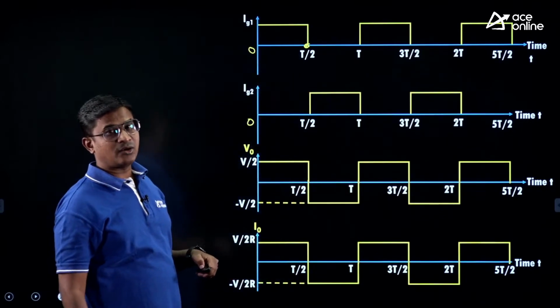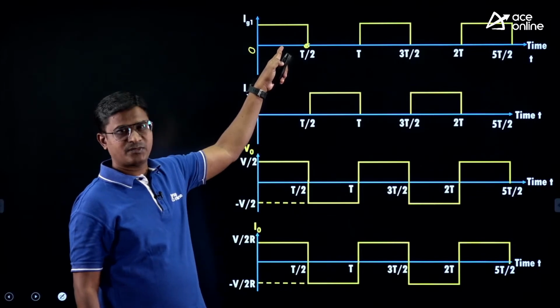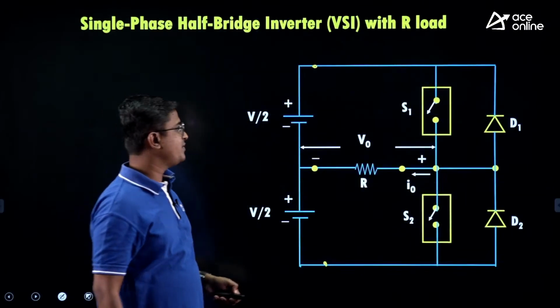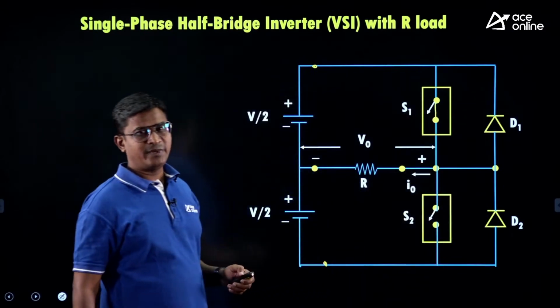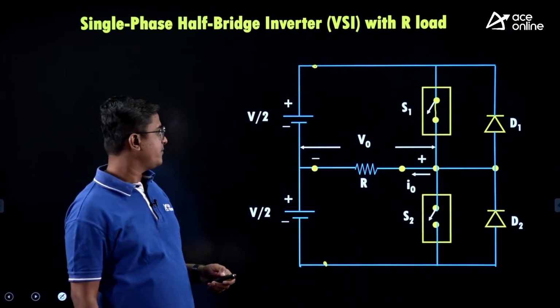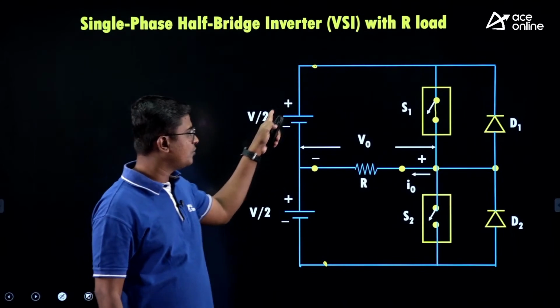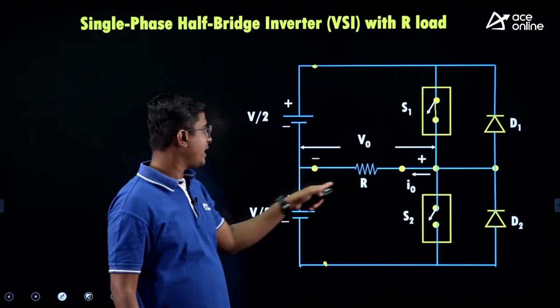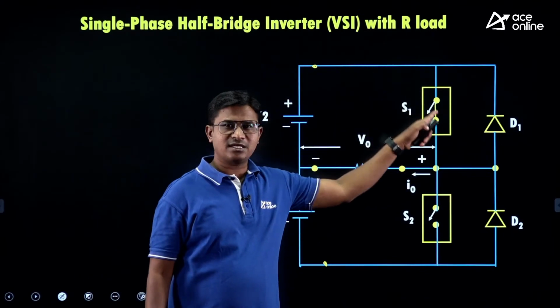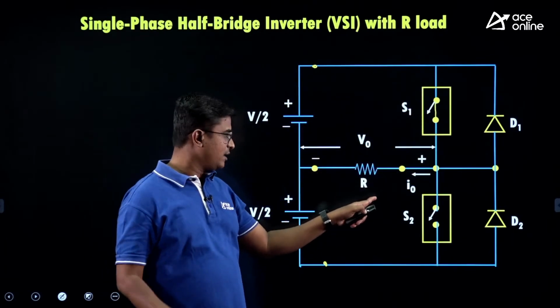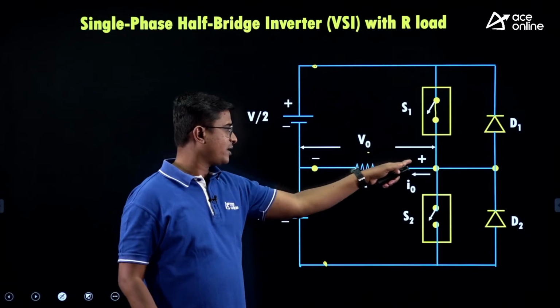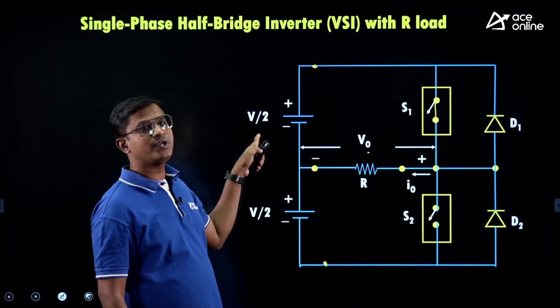So during 0 to T by 2, we are applying the controlling signal to the switch S1. Therefore my switch S1 will be in conduction mode. Current will flow like this: from V by 2, through S1, the load, and back to the V by 2. You can apply KVL to the loop, and you will get V0, this is my V0, equal to V by 2.